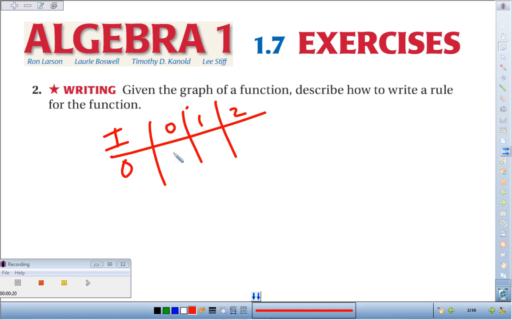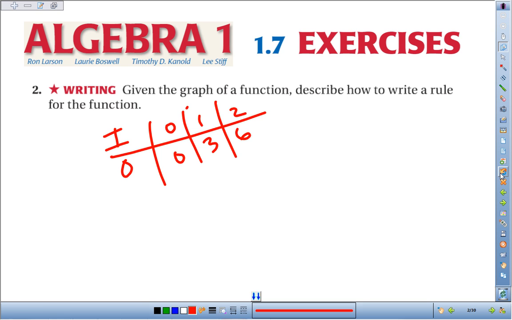So maybe I go 0, 3, 6, and I'd say, oh, well, 1 times 3 is 3, and 2 times 3 is 6, and 0 times 3 is 0. You know, this would be one-step multiplication. But sometimes it's not that easy. We might have a situation where, let me throw one more input value there, we have, oh, let's see, 4, 6, 10.